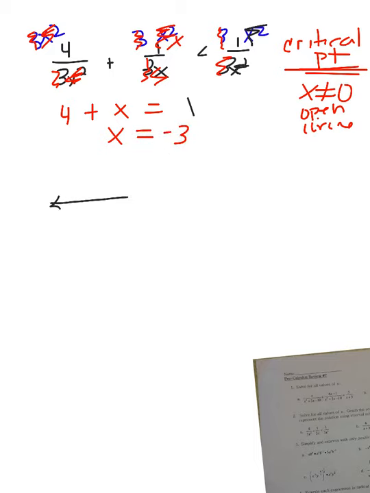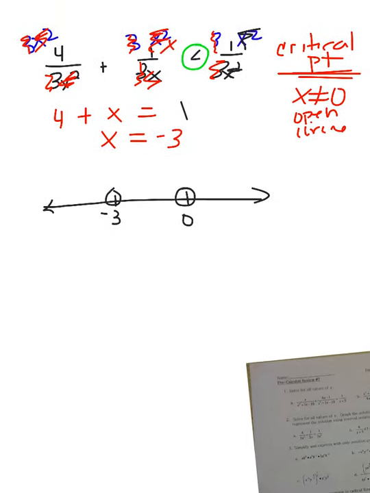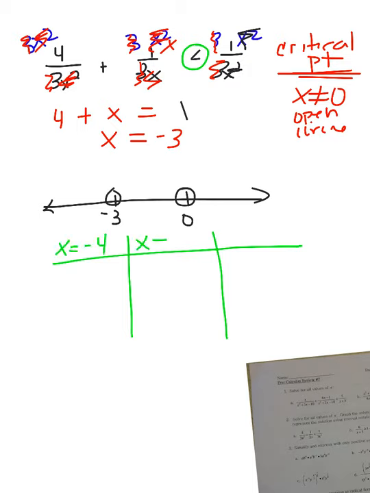Now on your number line, you're going to plot 0 and -3. The critical point is always an open circle. The -3 is based on what we have up here, and there's no equal sign, so that's also going to be an open circle. Now you're going to pick test points in each interval. I'm going to pick a number to the left of -3, which is -4. A number in between, so I'm going to pick -1. And then a number to the right of 0, which is going to be 1.